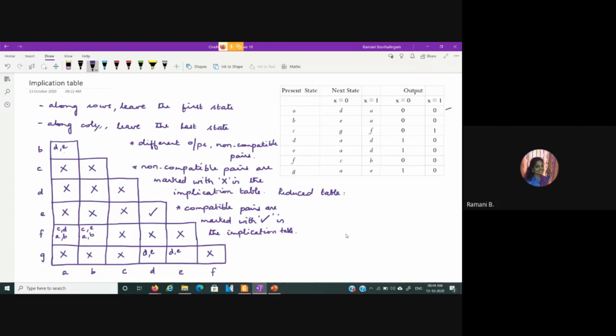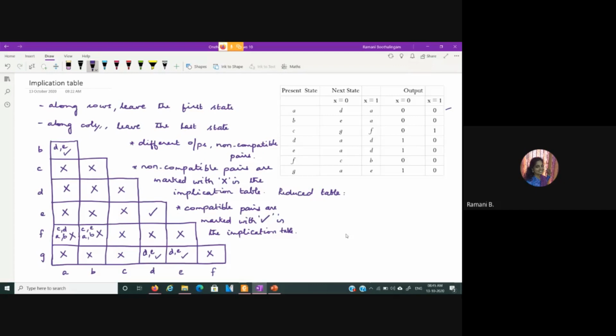So wherever I have written D comma E, I will give the tick mark over there. Because that was the only implied condition, we can say that to be equivalent. Next, with these two boxes, here we have C comma D. In C comma D, we have an X mark, and here A comma B, even though we have a tick mark, one of the implied states is not equivalent. So you have to give a cross mark over there. Similarly with C comma E, it is not compatible, so here also you should give a cross mark.